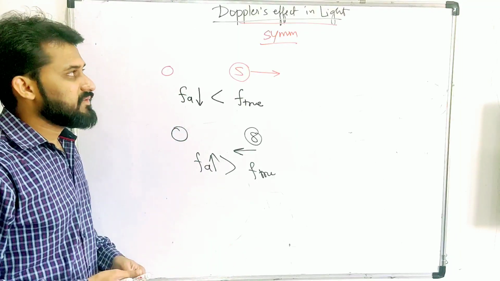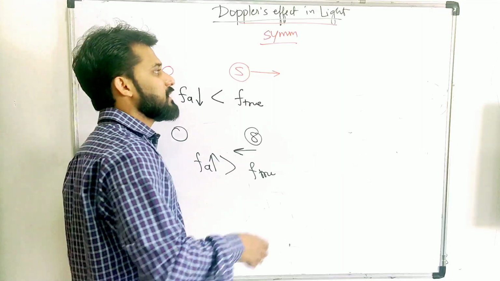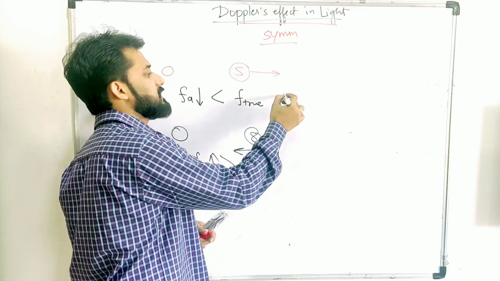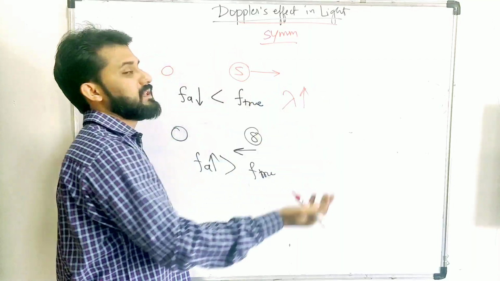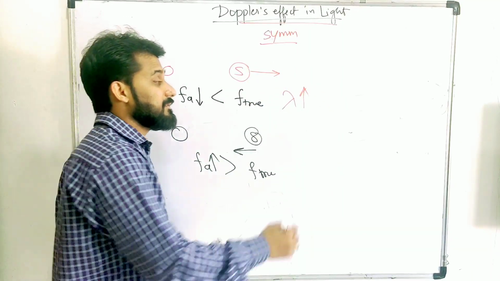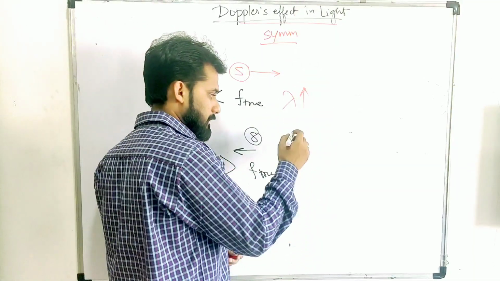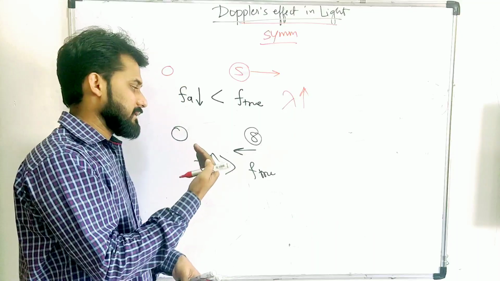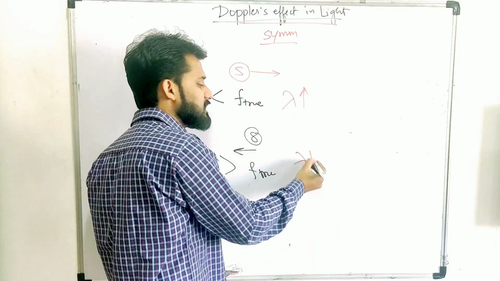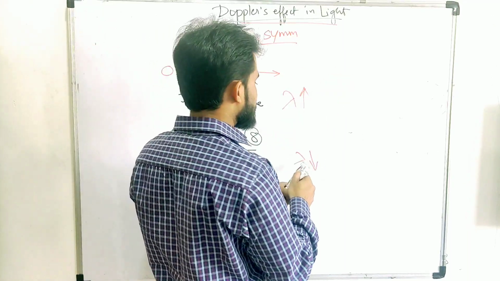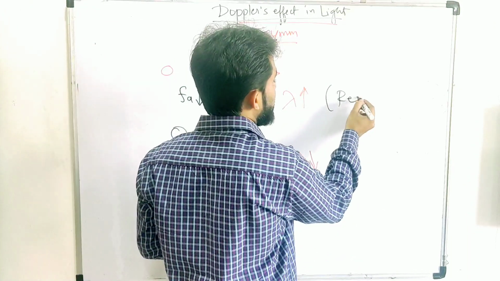So in Doppler's effect in light, remember this: when the source is going away, the frequency decreases, means the wavelength increases, because speed is frequency into wavelength. Wavelength increases when the source is going away, and when the source is coming towards, the frequency is increased, means wavelength is decreased. This increased wavelength is termed as redshift.